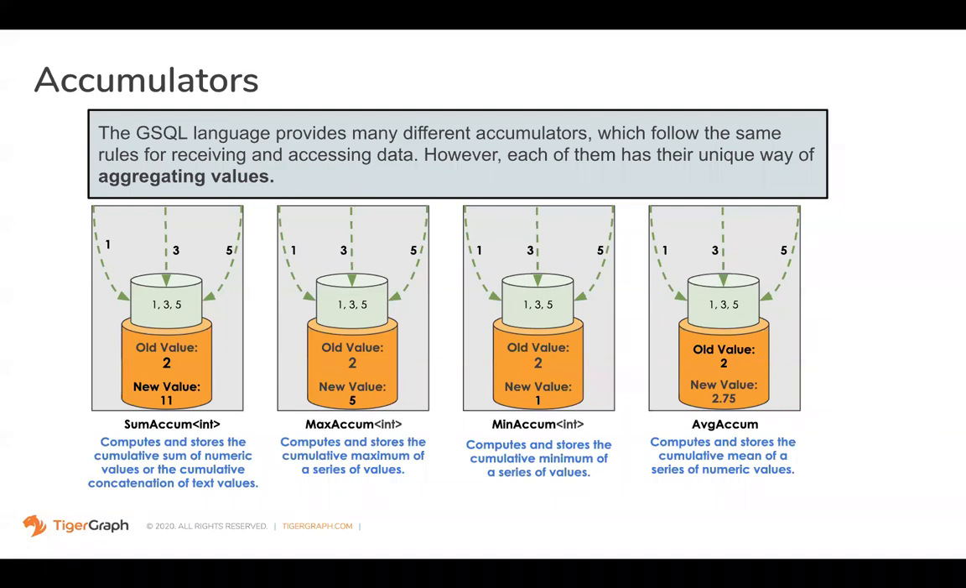And like I said, there are different aggregate functions that can be performed using accumulators. We have SumAccum, which keeps a running total of the values, a cumulative aggregation of all the values that are there. Next we have min and max, which store the least or the greatest value of a series of values encountered in a traversal. And then of course we also have the average, which computes and stores the mean value for a series of numeric values seen in the graph traversal.